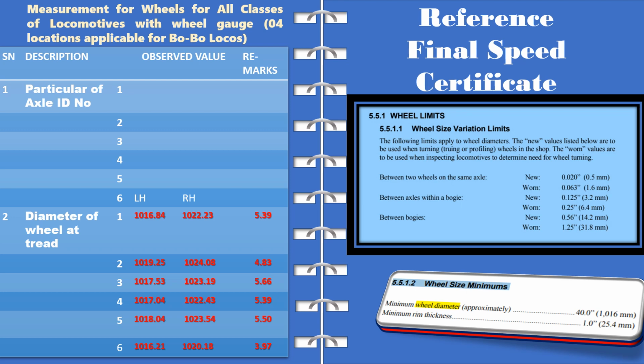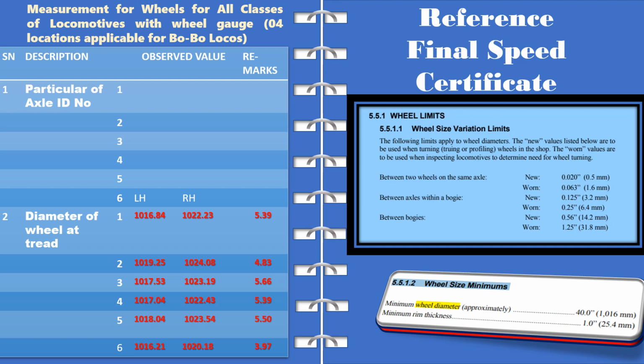On the left hand side in the direction of the locomotive we record as L1, L2, L3, L4, and similarly on the right hand side we measure and record the wheel diameter as R1 to R6. Now the reference I have taken from the final speed certificate and the manuals. So between two wheels on the same axle, the wheel diameter difference should not exceed 1.6 millimeter, as I have shown here. And between axles within a bogie, either the front or the rear, it should not be more than 6.4 millimeter.